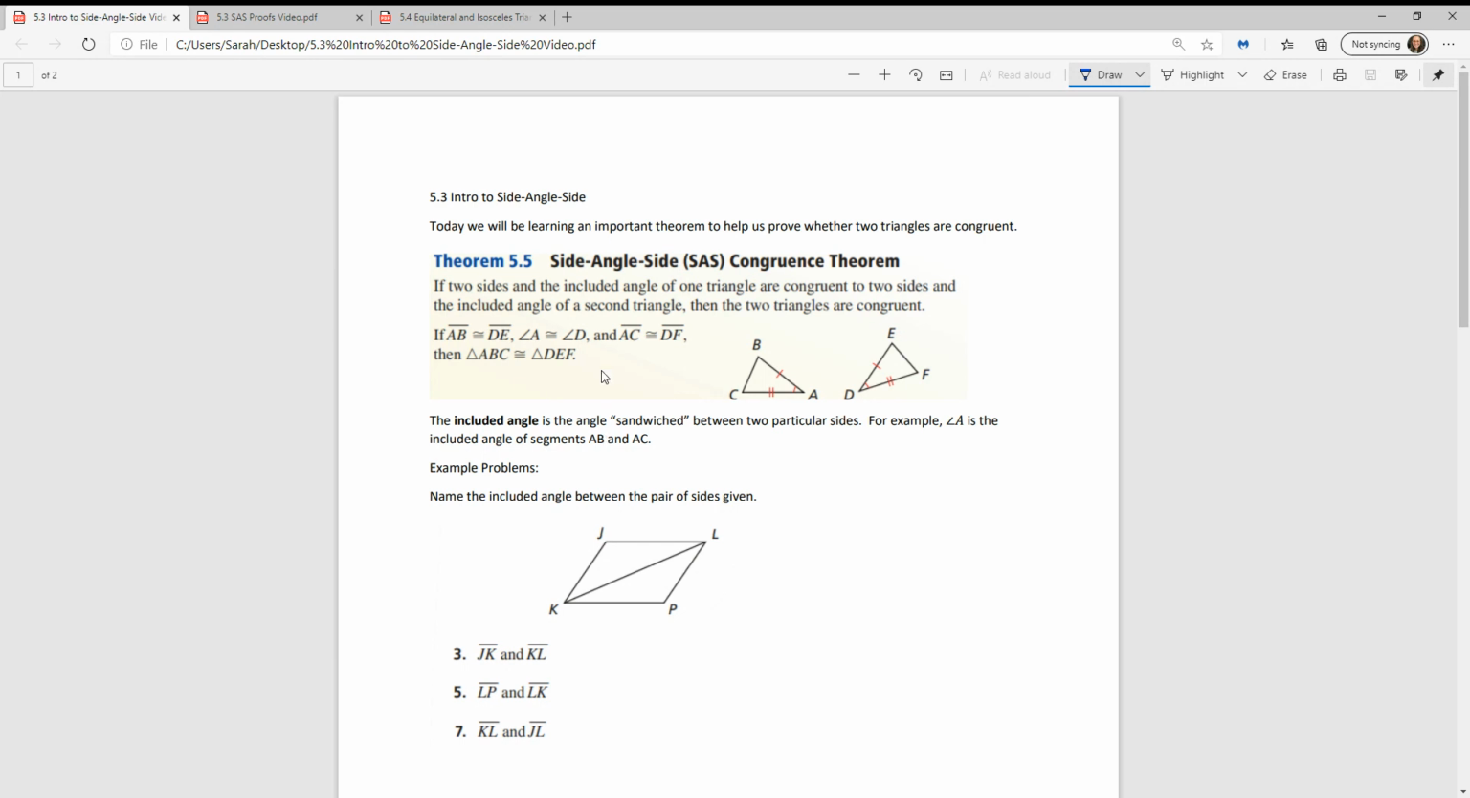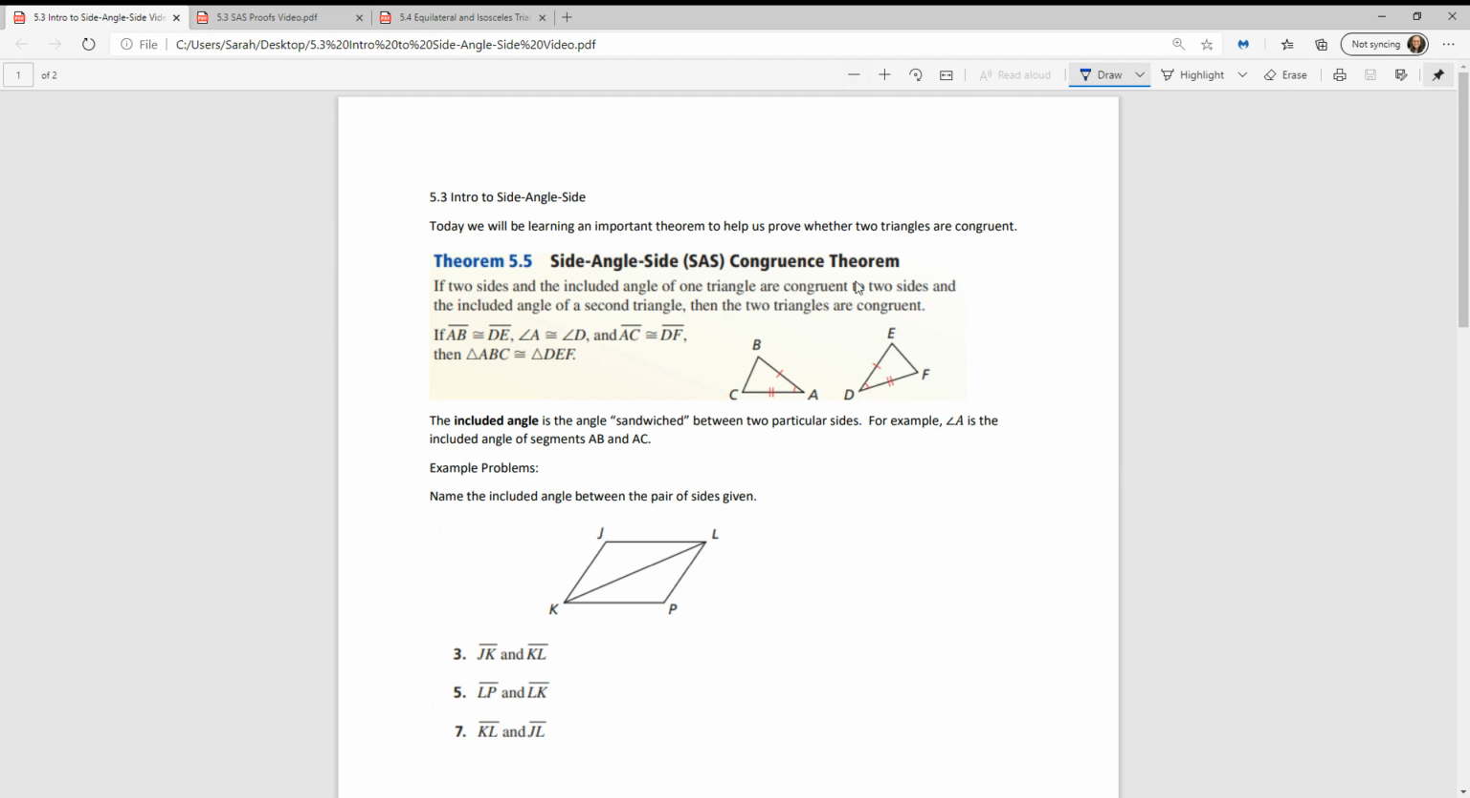In order to use side angle side, notice that the angle is listed in between two sides. So you have to have two corresponding congruent sides and the angle that's included or sandwiched in between those sides. So the included angle is the angle that is marked here. Angle A is the included angle between AB and AC. Angle D is the included angle between DE and DF. So if we have two sets of congruent sides and the angle included between those congruent sides are congruent, then the two triangles themselves are congruent.